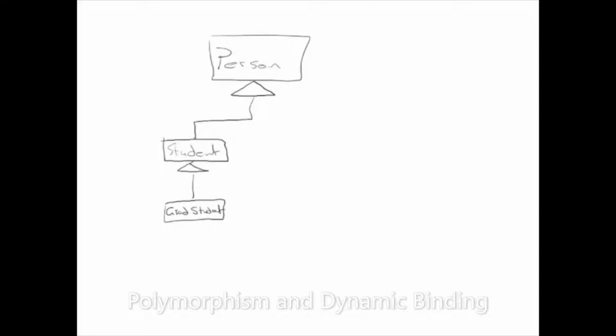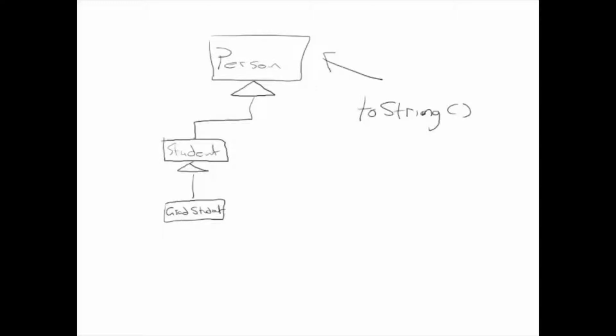We've got person, which is the base class. We have student, which is a subclass, and then we have a further subclass for grad student. Now, all of these classes are going to have a toString method. Person is going to have a default toString method, and student is going to override that with its own version. And then finally, grad student isn't going to have its own, it's going to use the one that was in student.